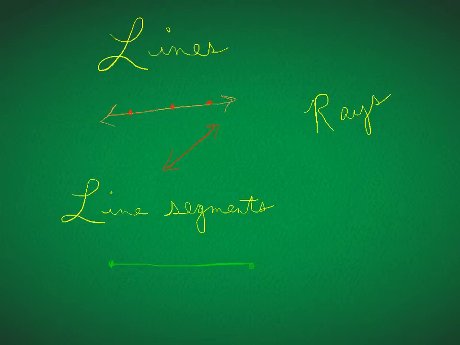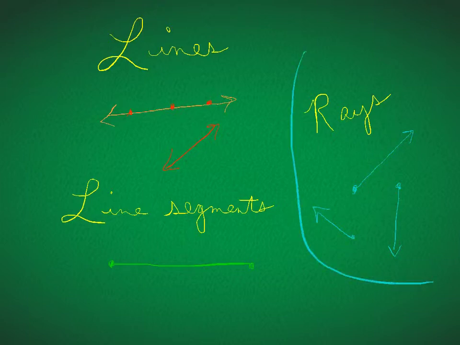Let's look at the next, which is over here on the side. It's going to be a ray. A ray has one endpoint, and it goes on in one direction forever. Again, a ray has one endpoint and goes one direction forever. So these would all be examples of rays in this section here.